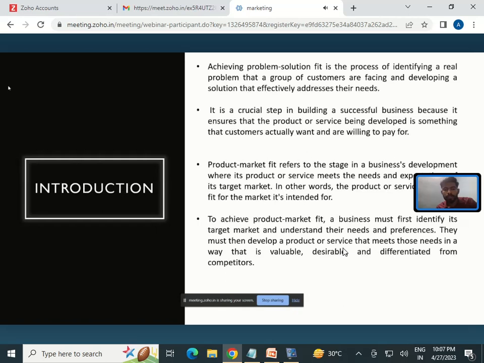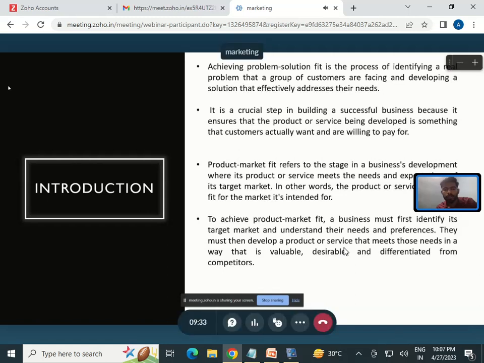Now let's start with the introduction of the topic, what these two terms actually mean. The first term is achieving problem solution fit. Even if you don't know anything about the market right now, just think about it: problem, solution, and fit. Three general English words, and the meaning is very clear. You have to identify the problem. You have to identify a particular solution for that problem. And if it fits, you're going to head to your business.